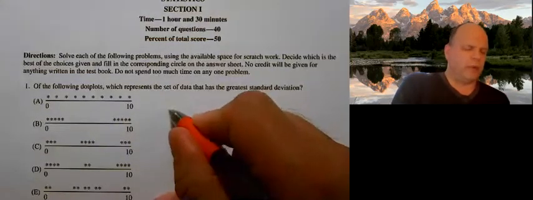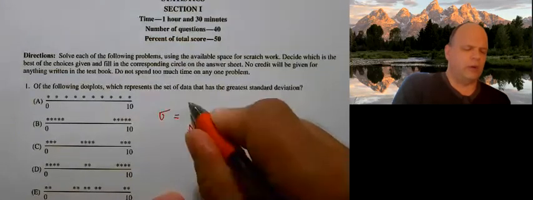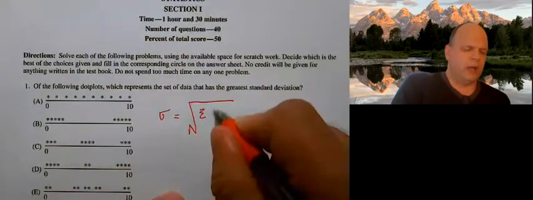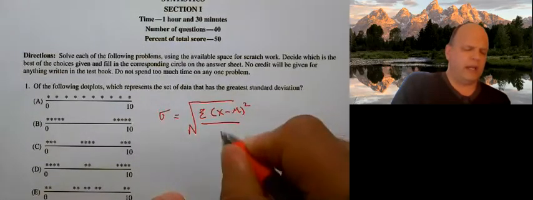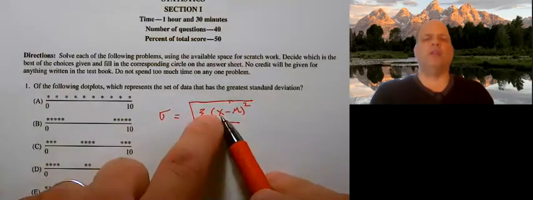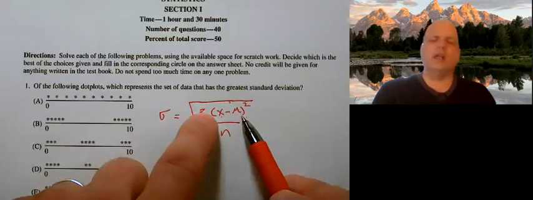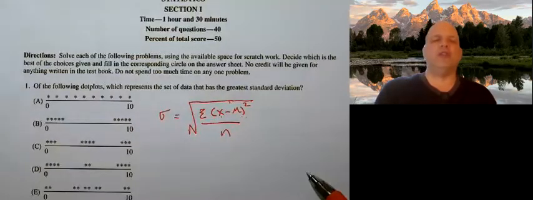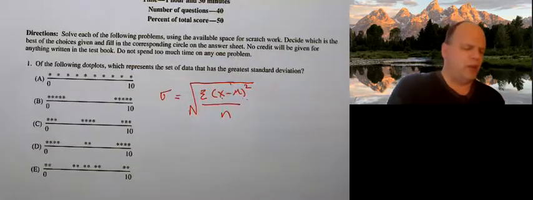First off, remember that the formula for standard deviation is essentially the square root of the sum of (x minus mu) squared, divided by n. So these are the individual data points. And obviously, the farther they are away from the mean, the larger the standard deviation. So the farther a data point is from the mean, the larger our standard deviation.